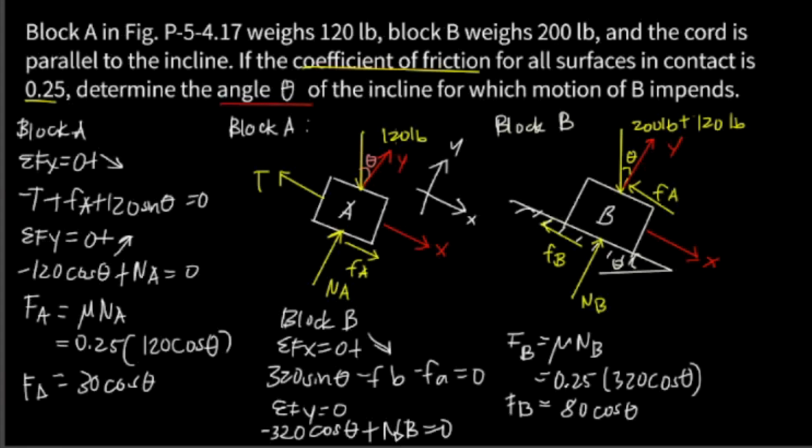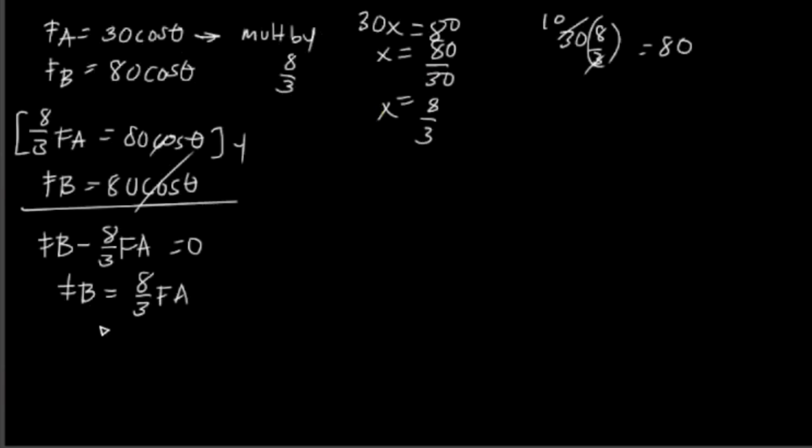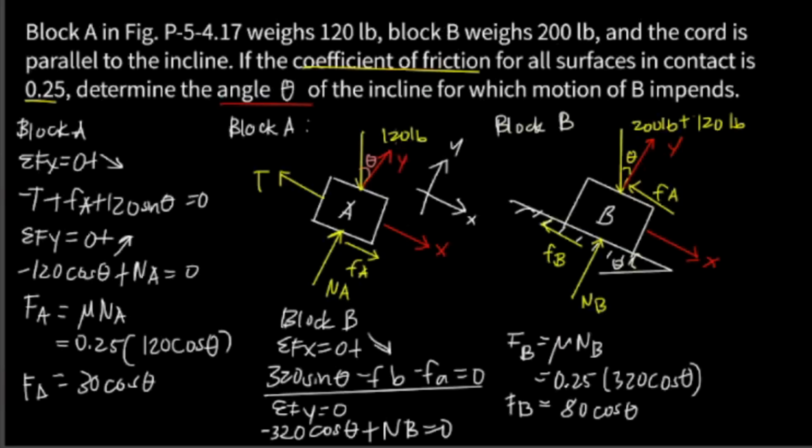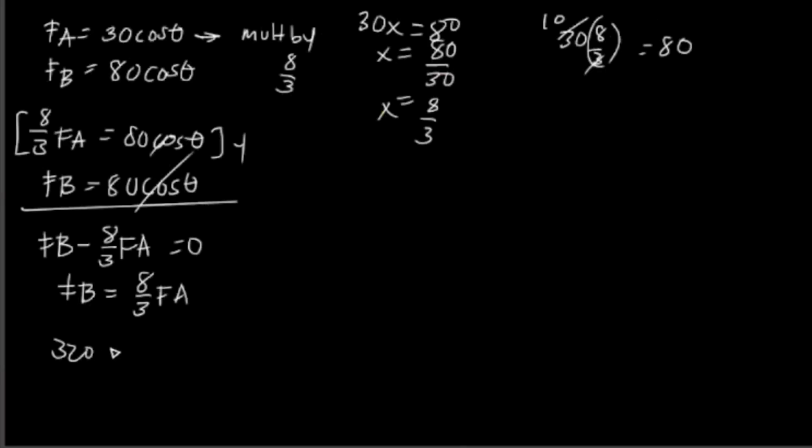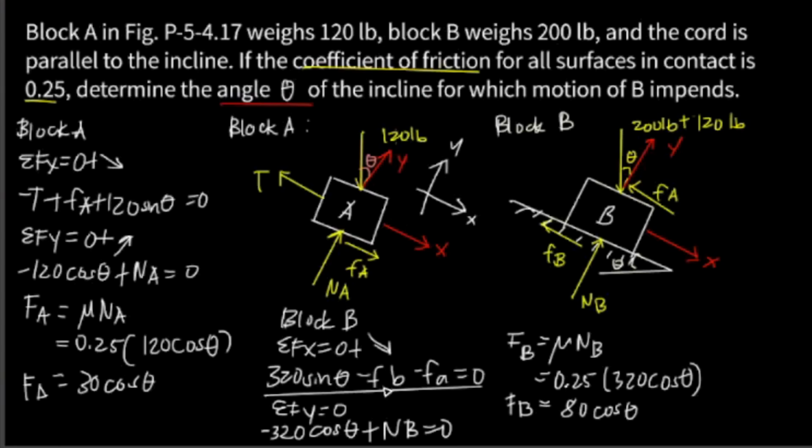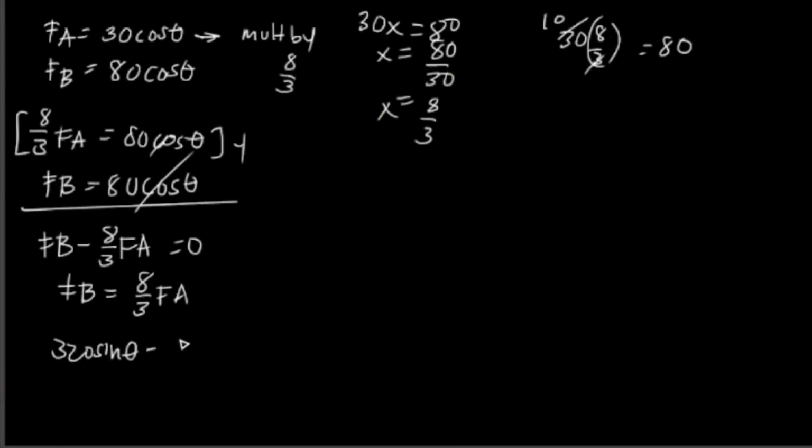Pwede natin gawin is, substitute natin siya dito. Copy natin to: 320 sin theta minus FB minus FA is equal to 0. Alam natin na FB is 8 thirds FA, so substitute natin siya dyan. So, FB is 8 thirds FA minus FA is equal to 0.